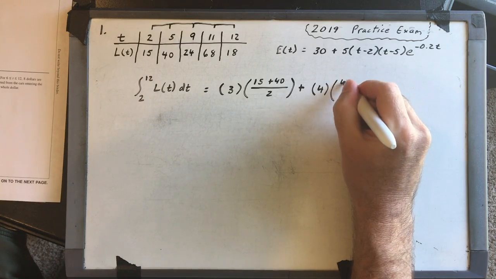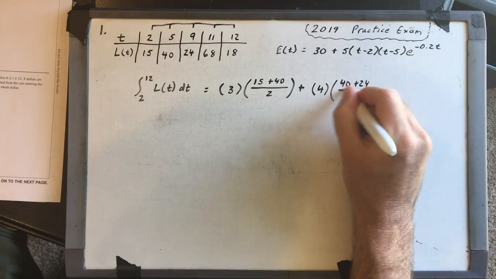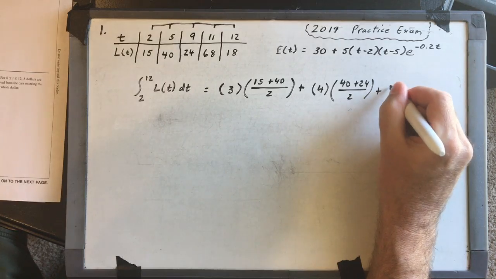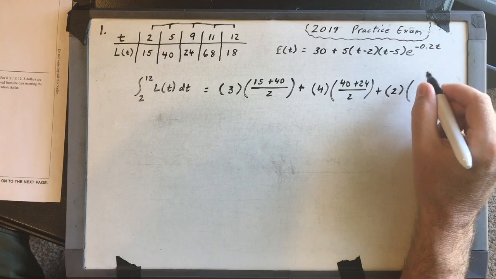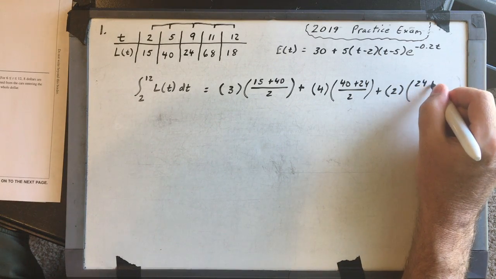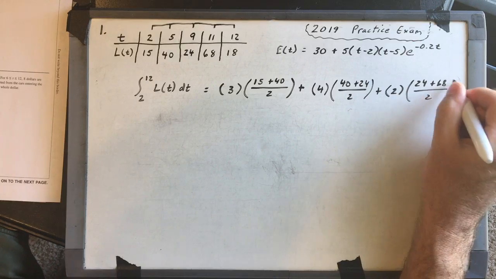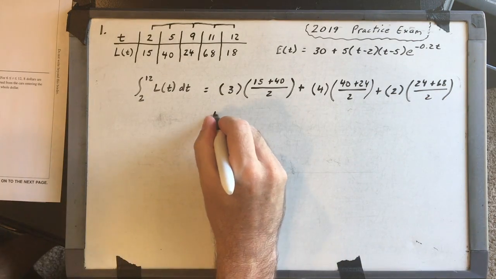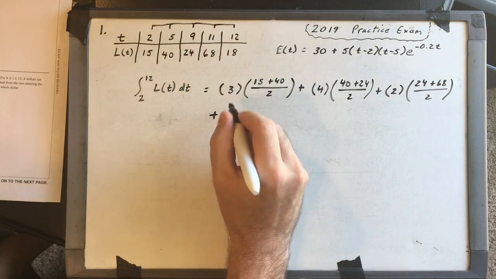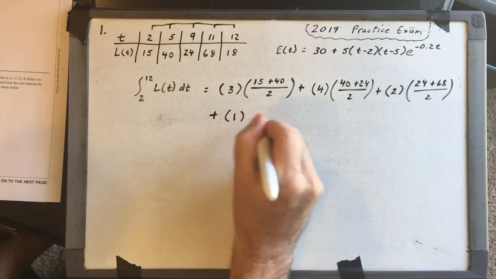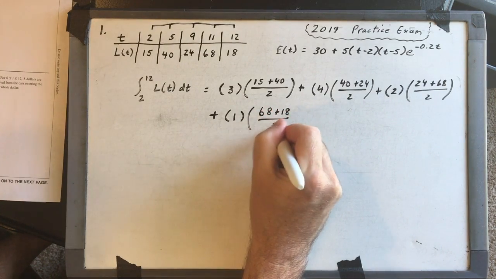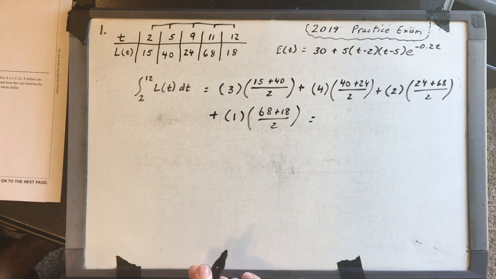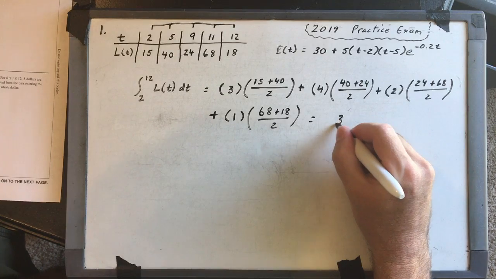And you're going 40 plus 24 over 2, so the average height of that. What's the third base from 9 to 11? It's 2. And so the average height, 24 plus 68 over 2. And then finally, the last base is from 11 to 12, so only one. It's a skinny trapezoid. The height is 68 plus 18 over 2. So you'd want to use a calculator to put all that together, but once you do, you'd get 345.5.